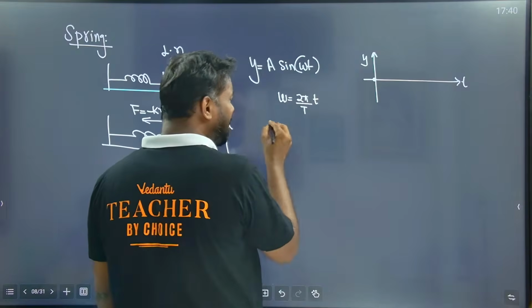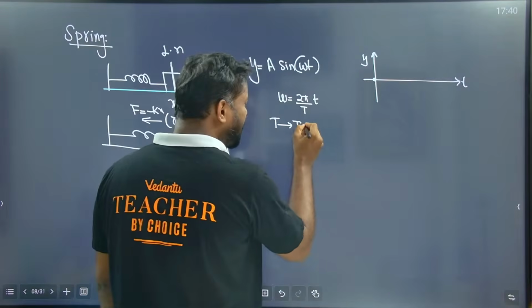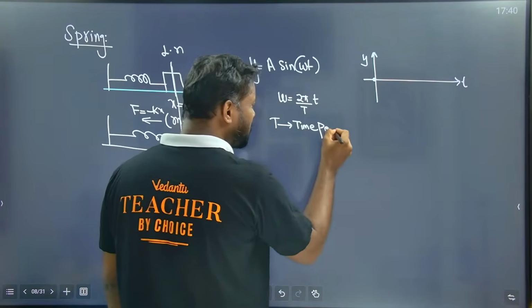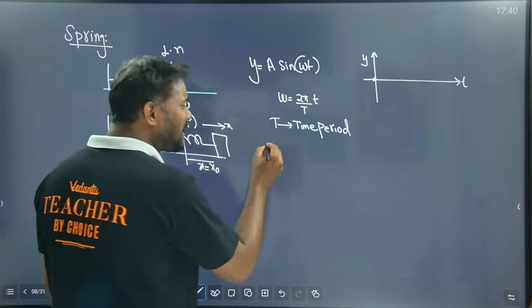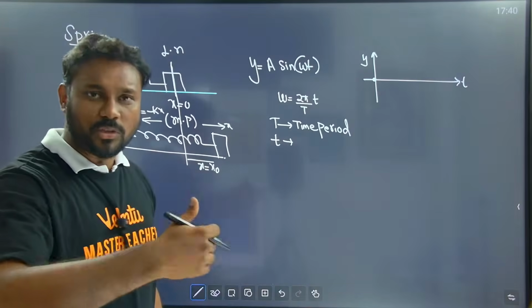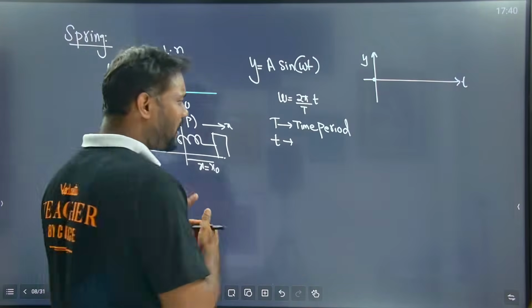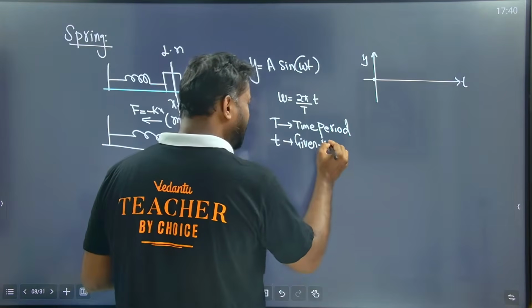Capital T is the time period of the oscillation. This must be known clearly. Small t is the time at which we evaluate, so t is equal to half the period, 3/4 of the period, T by 4, and so on, is our given time. Is it clear?